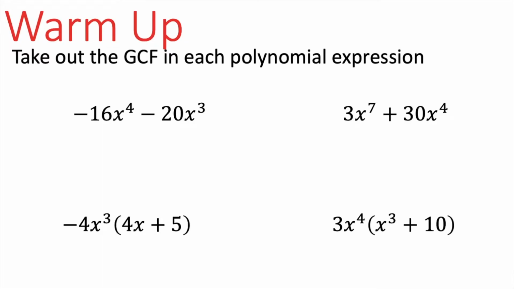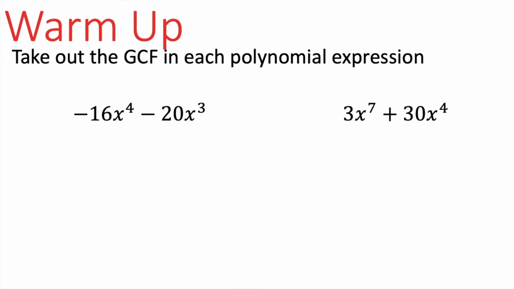So on the first one, I had that our GCF was negative 4x to the third. So we have to put that in front, and 4x plus 5 is what should be left when you're done. On the second one, I saw that 3x to the fourth was our GCF, leaving us with x to the third plus 10. So again, go ahead and fast forward to the lesson if you got those, or stay on if you need help explaining through how I did that.